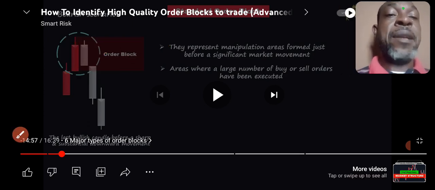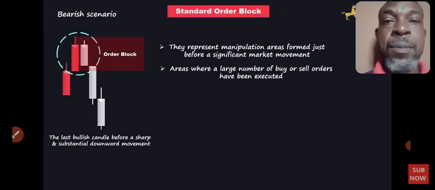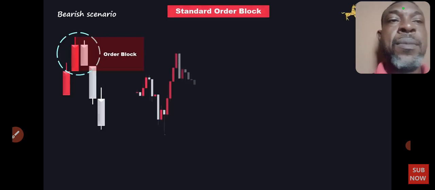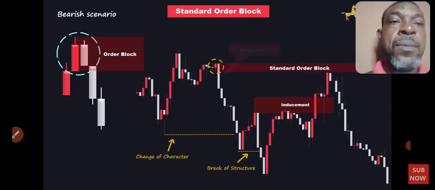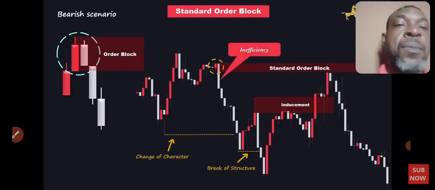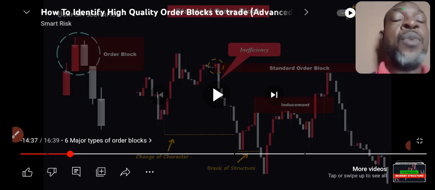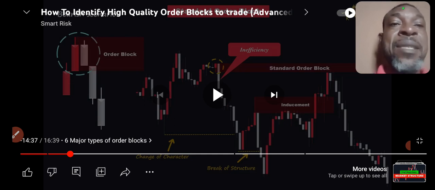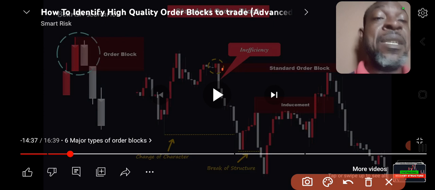Let's move right ahead. Strategy. We can potentially take advantage of the high probability of price reversal and change in direction when it reaches these areas. In this example, we see that after the formation of the last bullish candle, the price experienced a sharp downward movement, leaving behind a significant inefficiency in the market. However, the price eventually retraced back up. Now, when you're talking about inefficiency in the market, right? Right over here is where the inefficiency is.